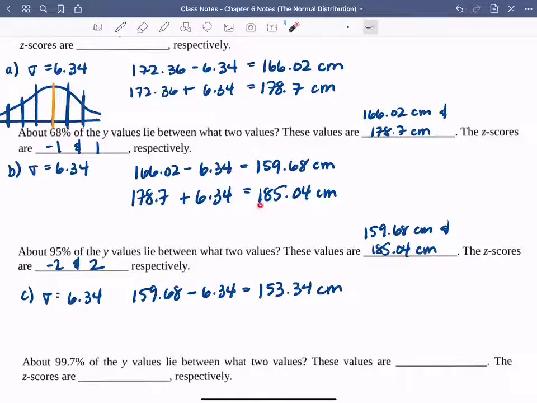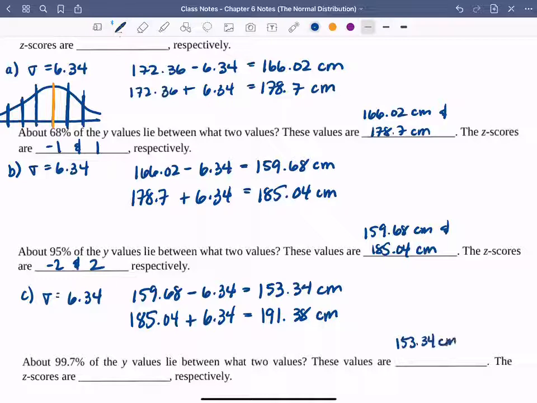So this number comes from right here. So we're at 185.04 plus 6.34. And that gives us 191.38 centimeters. So 99.7% of the y values lie between what two values? These values are 153.34 centimeters and 191.38 centimeters. The z-scores are -3 and +3.